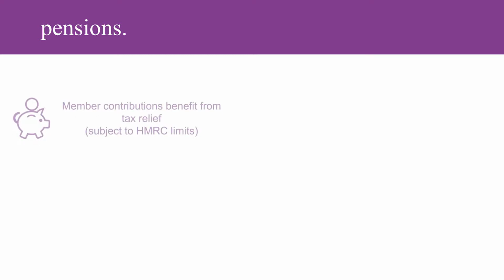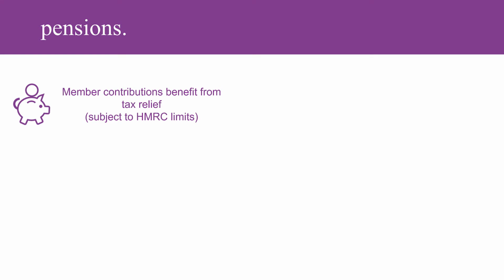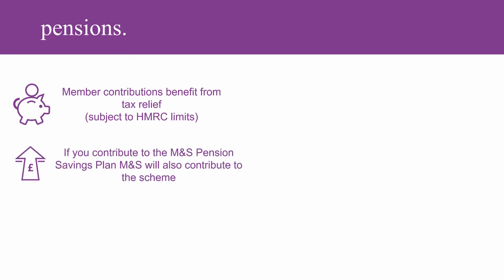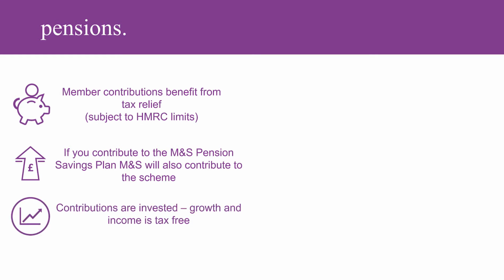If you are looking to save towards your retirement, a pension plan can be a good way of protecting your savings from tax. Subject to limits set by HMRC, you don't pay income tax on savings you make into your pension. If you make contributions into your employer's pension, such as your M&S Pension Savings Plan, your employer will also contribute into your savings. The contributions that you and your employer make are invested, and any income or growth from these investments is also free of tax.